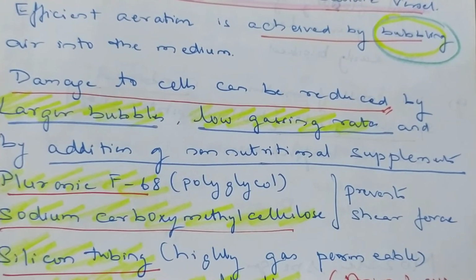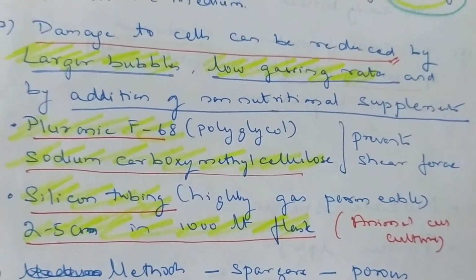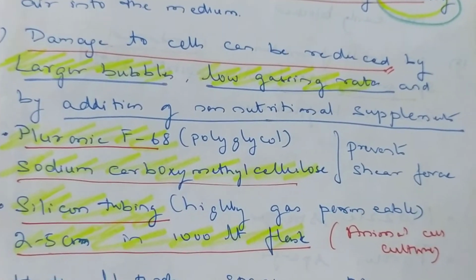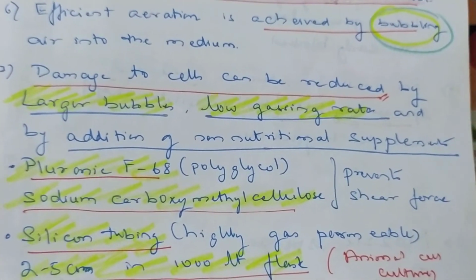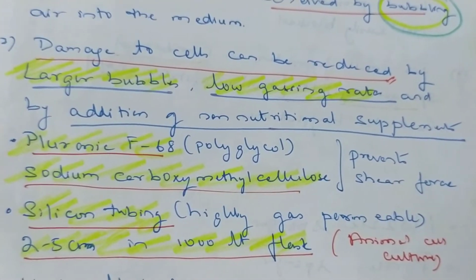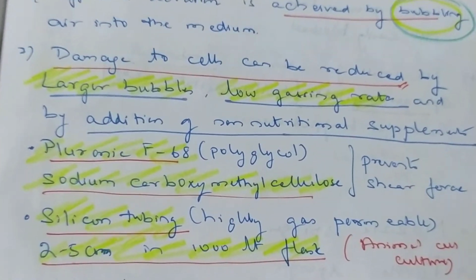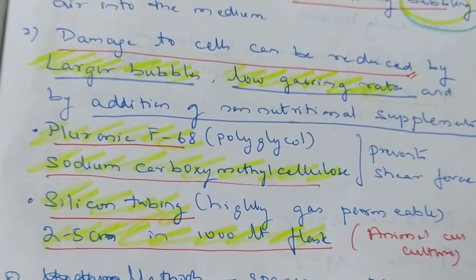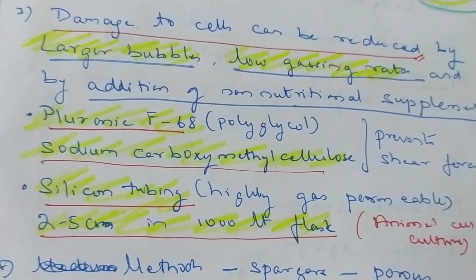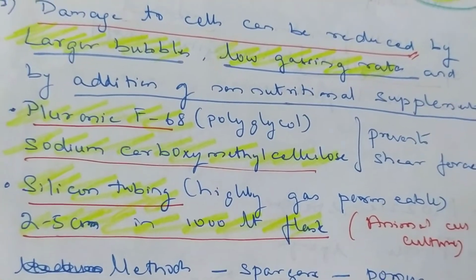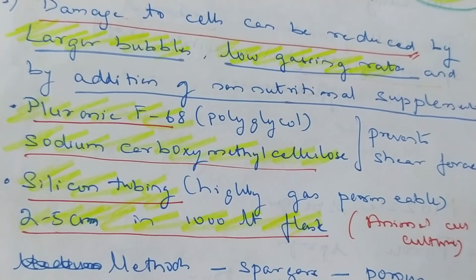And by addition of non-nutritional supplements, we can use Pluronic F68. This is not a nutrient. We can prevent damage of the cells, that is shear force damage, by using such things. You can also use sodium carboxymethylcellulose. You may be thinking why I'm telling you this here. It's all interrelated. In the medium, this is added. Keep a note of that. It's not directly related to oxygen, but we can understand, that's all.